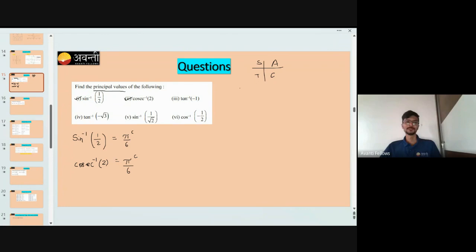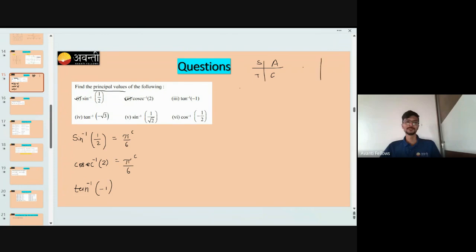Now, let us jump into the third question. The third question is somewhat interesting because it is tan inverse of -1. As we know, tan inverse also has a PVR in the first quadrant and fourth quadrant. So if my value is negative, tell me which quadrant should I look for? First quadrant or fourth quadrant? And I hope you guessed it right because it should be the fourth quadrant. As we have a negative value, it will be the fourth quadrant.